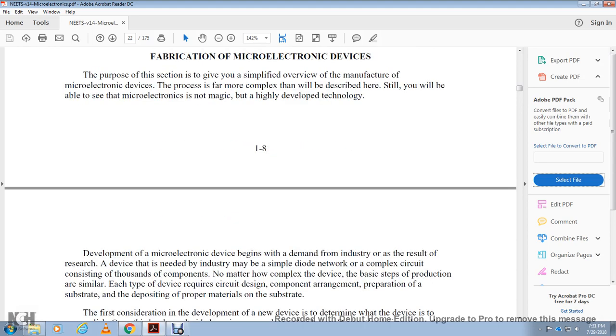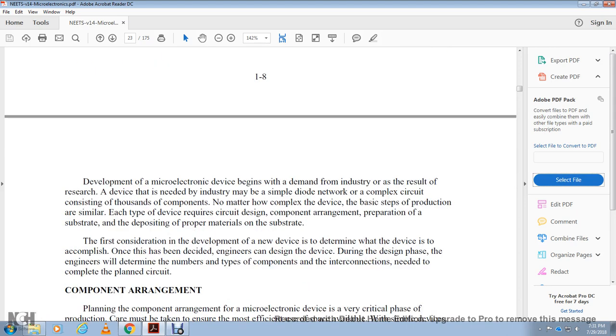To develop a microelectronic device, begin with the domain of interest. The result of this research is the device needed. It may be a simple diode network or a complex circuit with a thousand components. No matter how complex the device, the basic steps of production are similar. Each type of device requires circuit design, component arrangement, preparation of the substrate, and depositing of proper materials on the substrate.